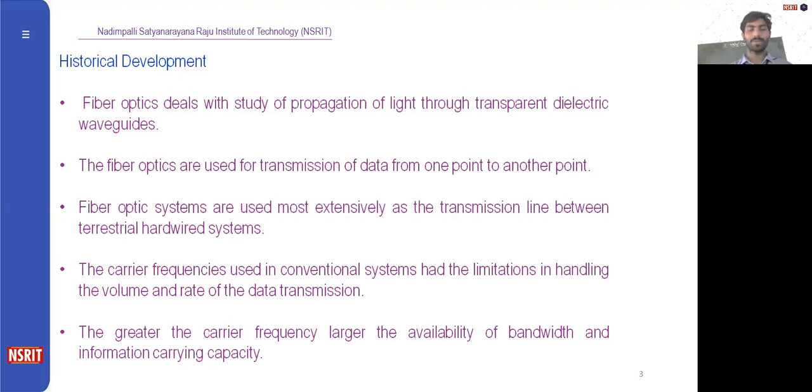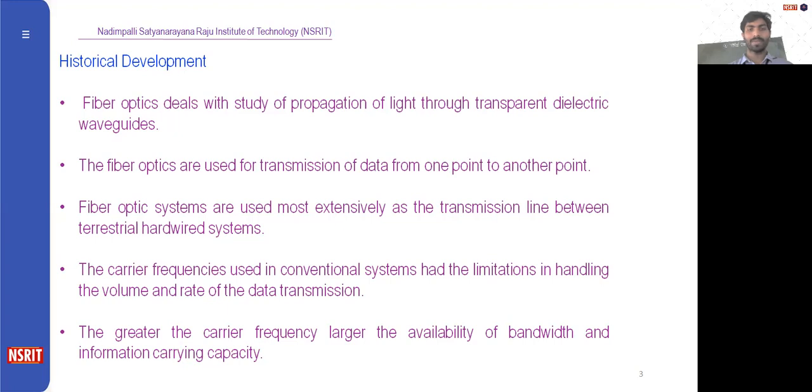The carrier frequency used in conventional systems had limitations in handling the volume and the data rate of the transmission. That means before going for fiber optic communication systems, we used to have the general electrical model, where we used coaxial cables for transmitting data. In that case, the limitation is in terms of volume. That means you can't transfer a large amount of data or you can't transfer data at high speed. So in order to avoid these two limitations, we went for the fiber optic communication system.